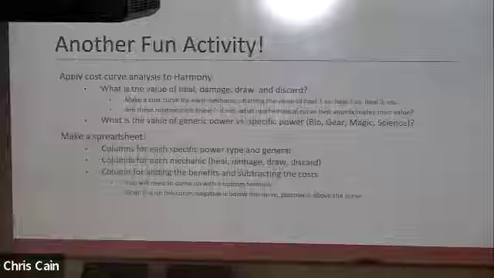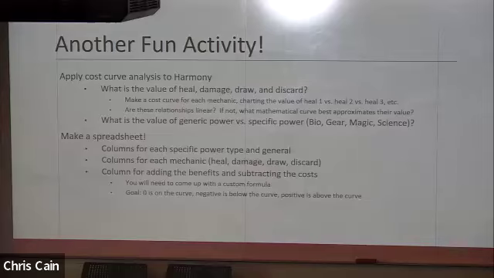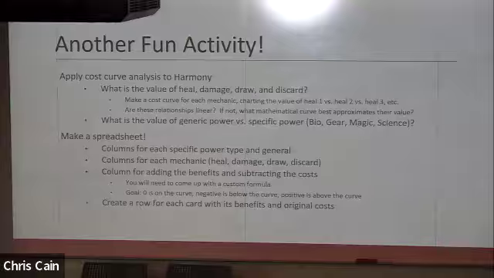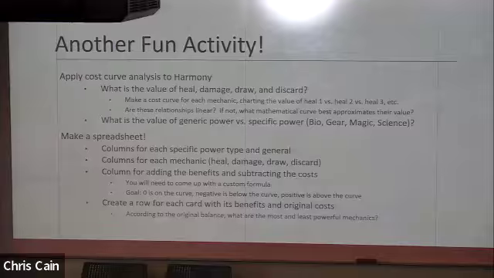So 0 is on curve, negative below the curve, positive above the curve. Row for each card, its benefits and original costs, and then you can start messing with them, and you can see in real time what effects increasing the cost has on its value. You can see what happens if I change this damage 2 to damage 3. How does that affect its value? You can see that in real time.